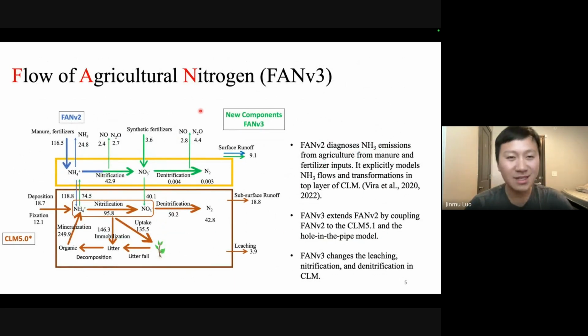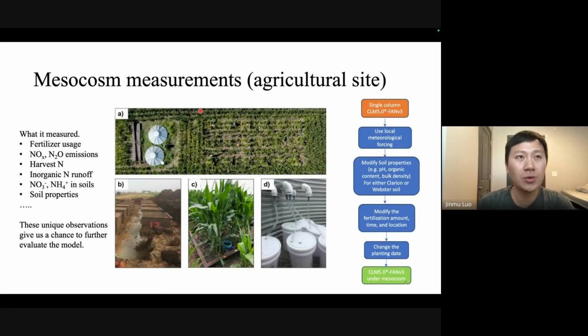So in our study, we developed a model called FAM, the Fluxes of Agricultural Nitrogen model. This model is designed to extend the nitrogen cycle in CLM. It also wants to help improve CLM modeling in several aspects, like volatilization of ammonia. So we can take advantage of this model to diagnose different nitrogen issues in the CLM. We really hope to investigate the nitrogen processes in the CLM.